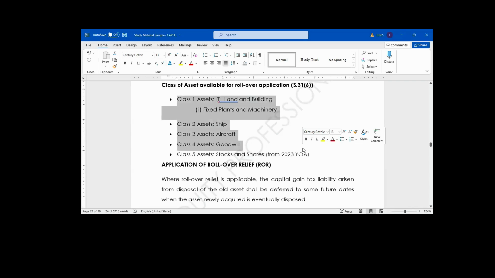If you sell a motor vehicle and reinvest it in the purchase of another motor vehicle, are you going to use rollover relief? No, because it's not in the class of assets included. What about furniture and fitting? Is it included? No. So we need to know those assets that can enjoy rollover relief. That is number 1 condition.